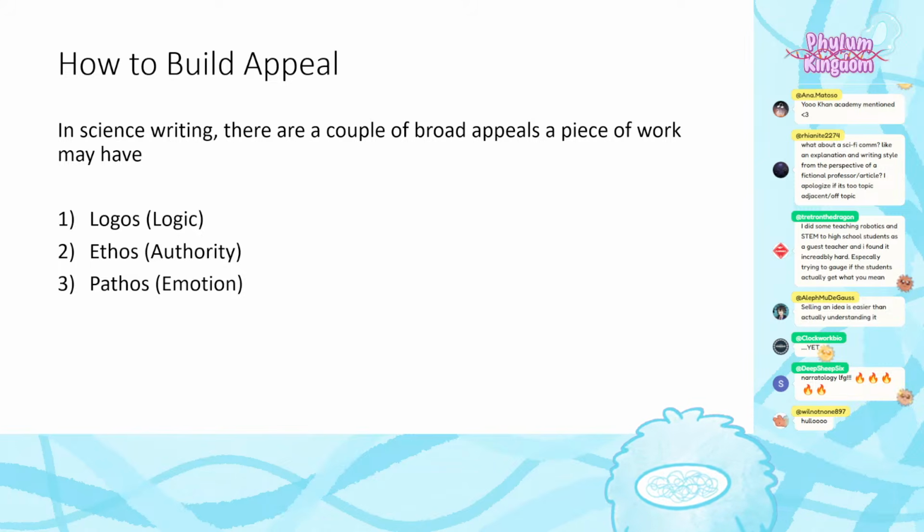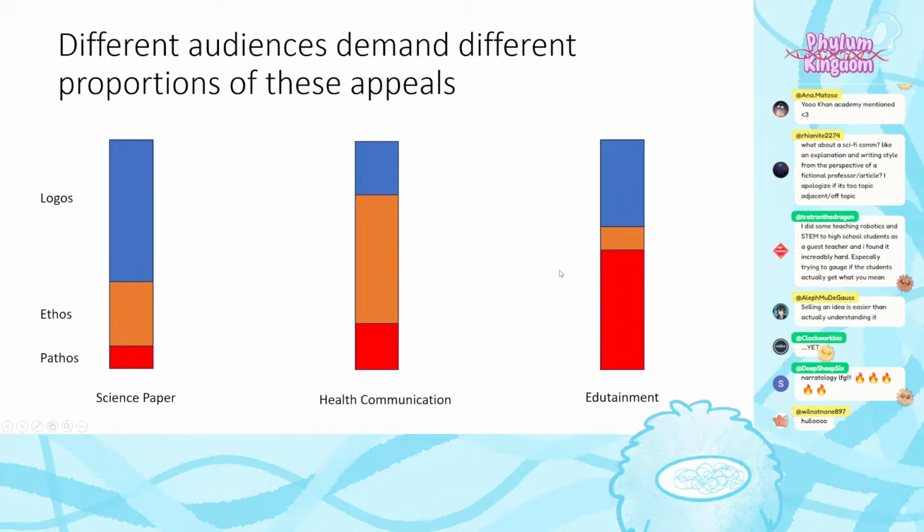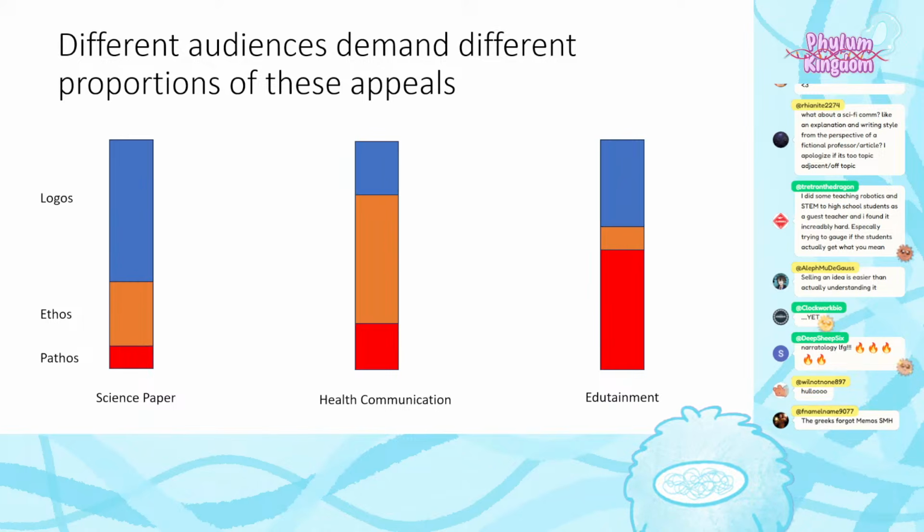And these 3 wings come into play with a lot of different pieces of science writing. However, different types, different genres of writing demand different proportions of these appeals, right? If you're writing a science paper, a lot of your appeal is going to come from the logic of your paper. Some of it comes from the ethos. So, if you're published in Nature, then your audience is going to automatically kind of suspect that your paper is pretty good. And not a whole lot on pathos, because a science paper is written for other scientists. They're not going to care as much about the emotion behind the writing.